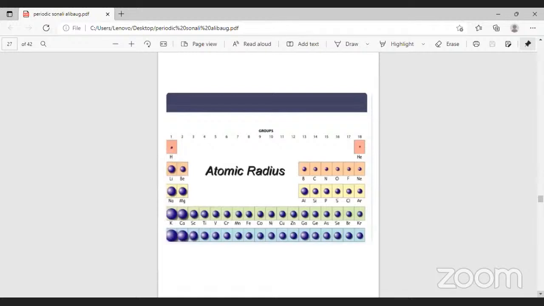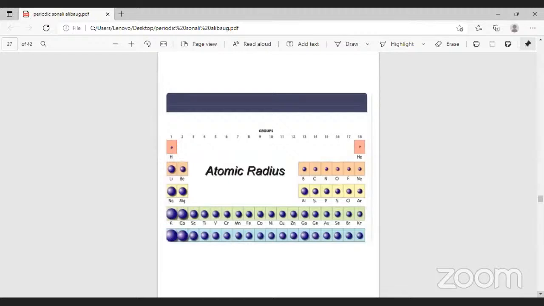Now here is your atomic radius. So you consider the right hand side and the left hand side. What about your answer? Does atomic radius go on increasing or decreasing from left to right?